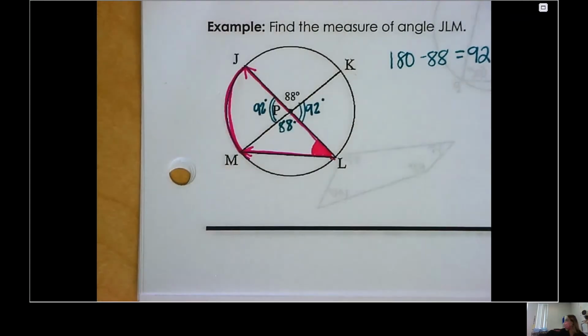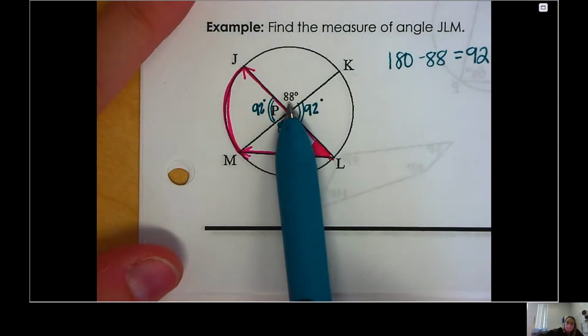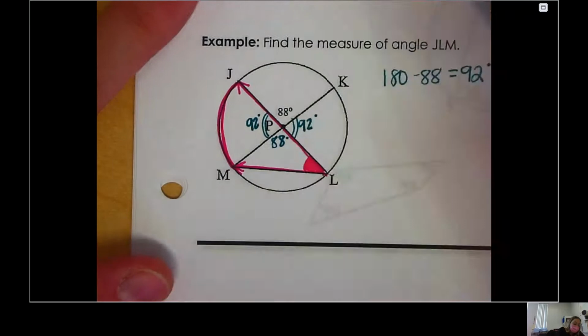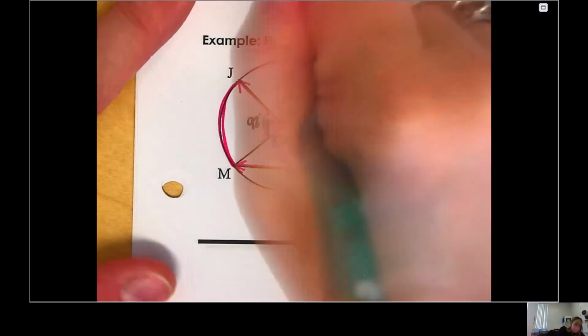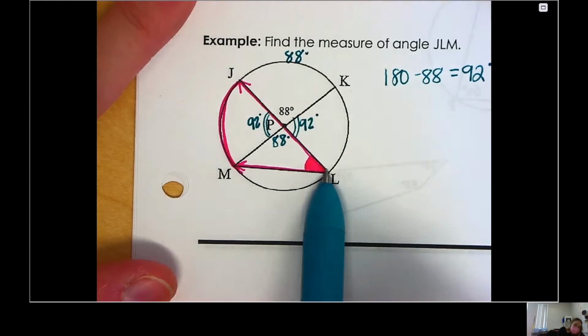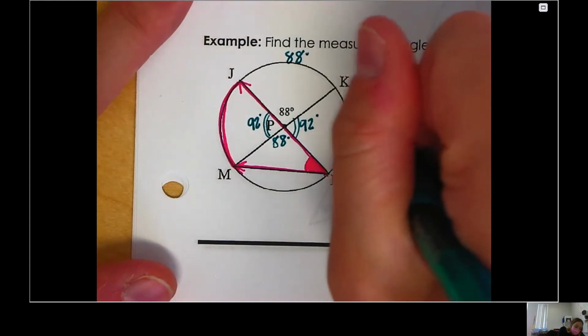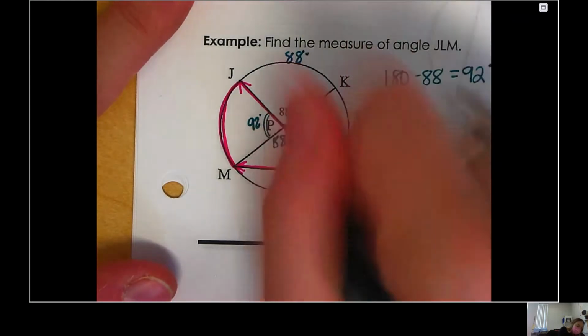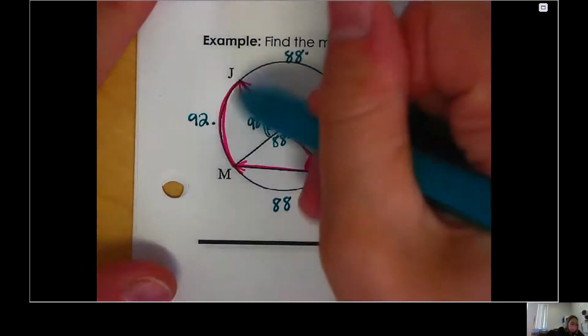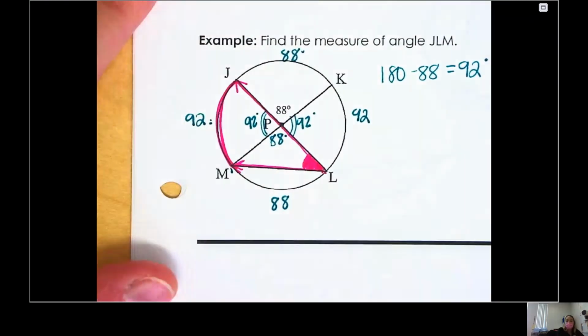This is just like our warm-up problem. Anything that's at the center of the angle should be exactly the same for the arc right above it. So since this little angle right here is 88 degrees, what does that mean J to K is? It's also 88 degrees. Since this angle is 92, what's K to L? It's 92, and so on and so forth. So we know that JM is 92 degrees.